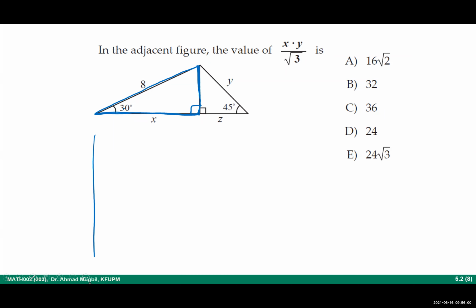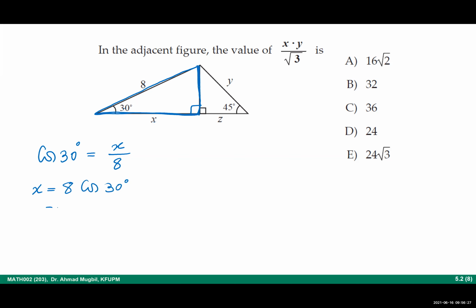What will you use, ya Shabab? Cosine 30 or sine 30? Cosine. Cosine 30, because you have the adjacent. This is the adjacent. So cosine 30 equals the adjacent over the hypotenuse. From here, you can find X. So easy. Cross multiply, X will be 8 multiplied by cosine 30.